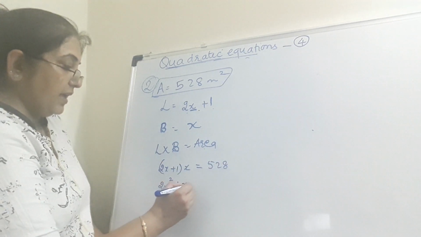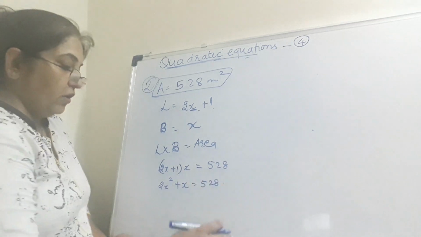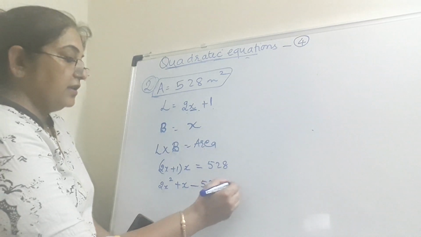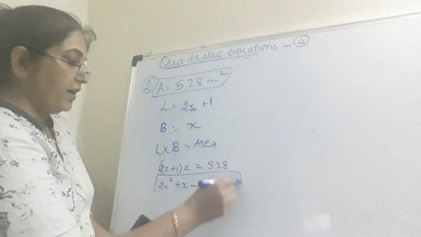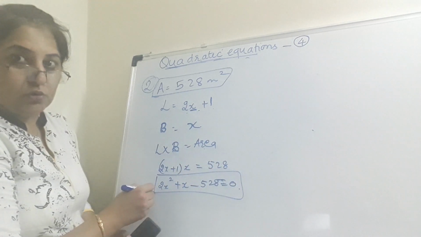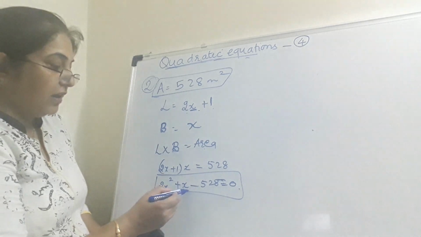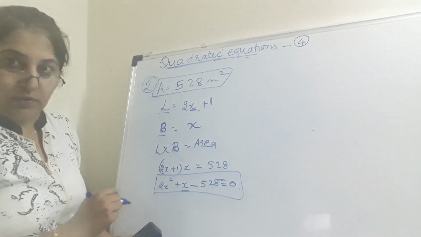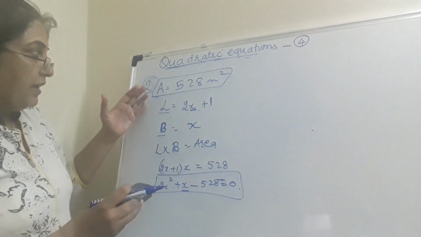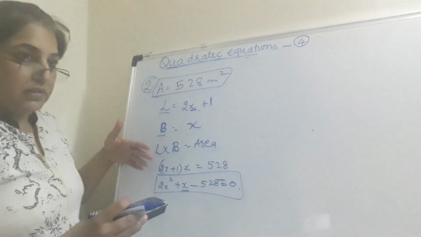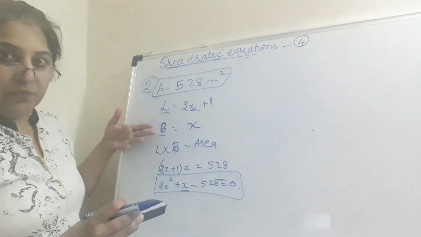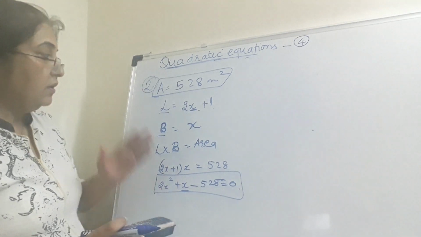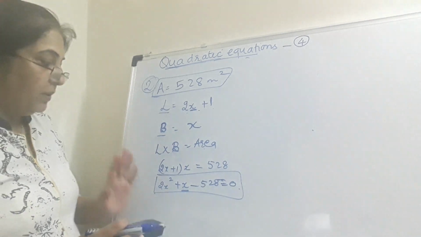2x square plus x is equal to 528, or we can write 2x square plus x minus 528 is equal to 0. So this becomes a quadratic equation, and if they are asking you to solve this quadratic equation, we will find the value of x, that is breadth and length, and then we will complete the question. So if any word problem is given to you, according to the statements and conditions given, we are going to convert it into the quadratic form and then find the answer for the unknown variables. I hope it is clear to you.